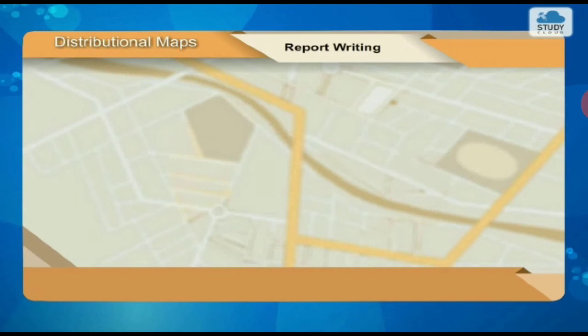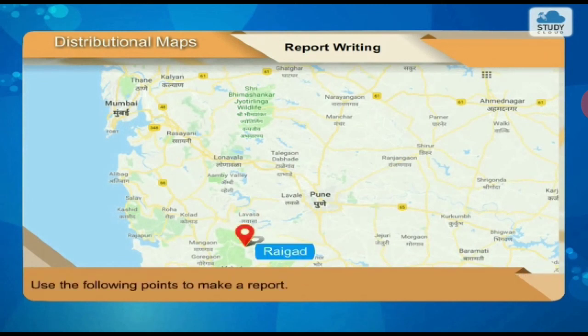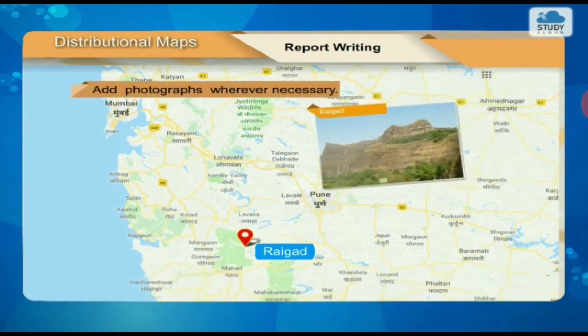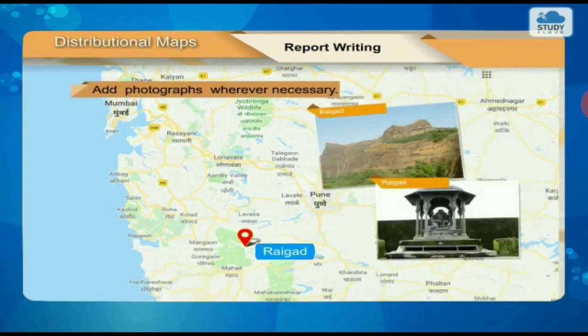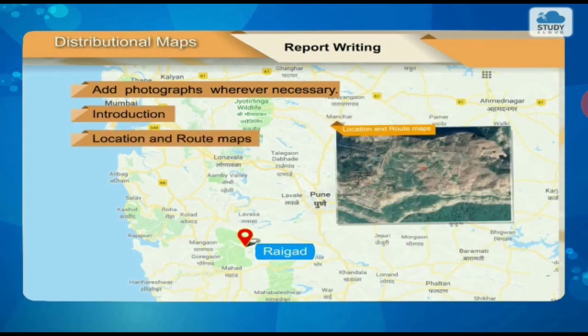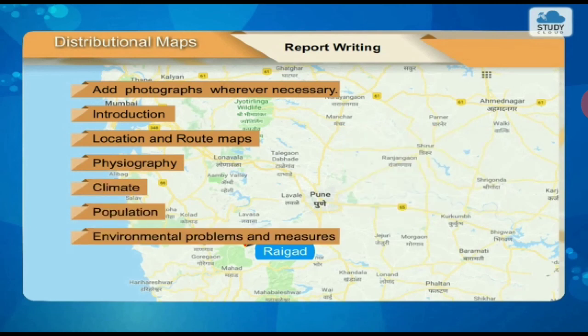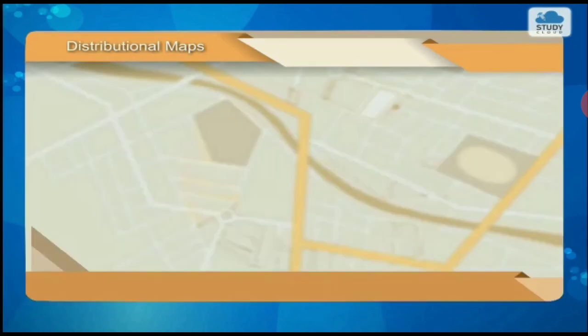Report writing. A field report should be written on the basis of information obtained after the visit is complete. Use the following points to make a report. Add photographs wherever necessary. Introduction and location and route map, physiography, climate and population, environmental problem and measures, land utilization and conclusion.